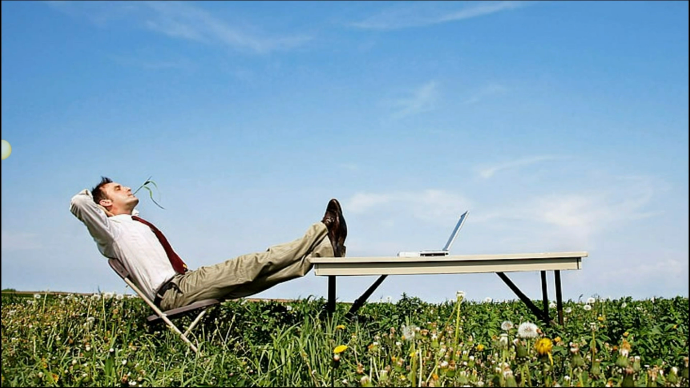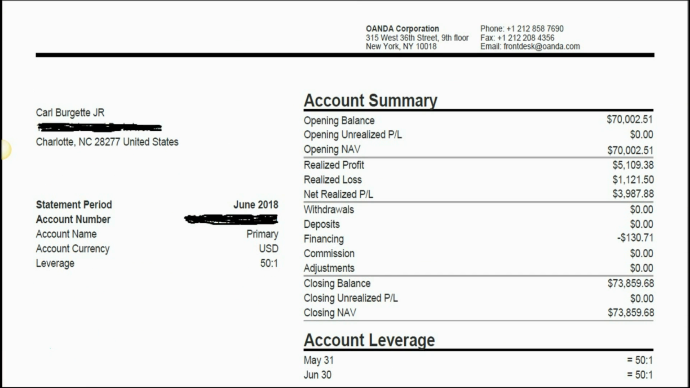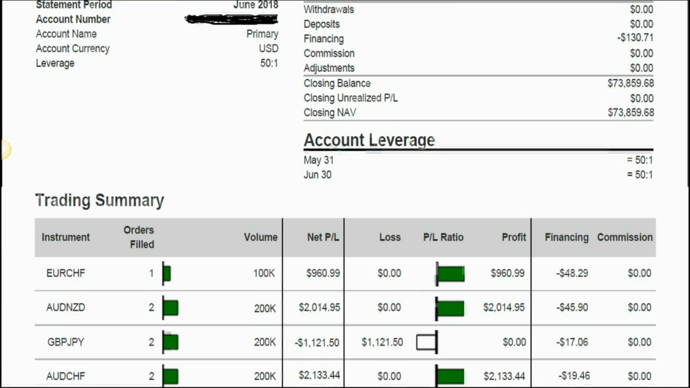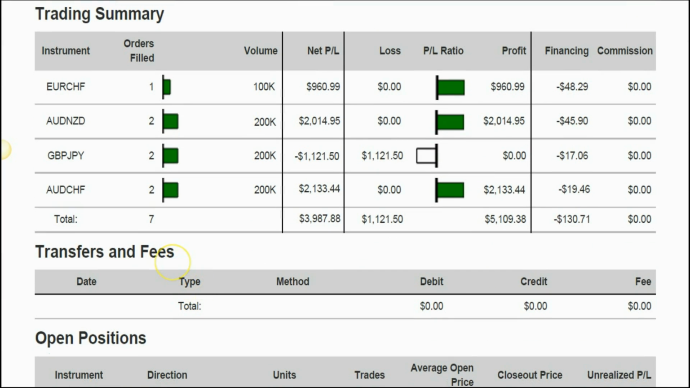Now, I want to show you how to use the techniques with trading Ichimoku and fractals, but first, let me show you how exactly this worked for me the past few months. So here's my trading account. For the past month of June, I traded 7 trades and I made $3,987.88. I won 5 of those trades and lost 2 of those trades. All right, so you can have these same results.